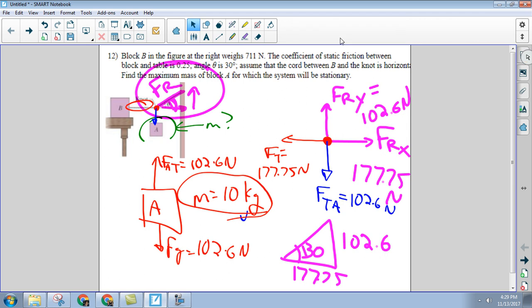All right, so there you go. If you're keeping score, it's actually like 10.47 kilograms. All right, so there you go.